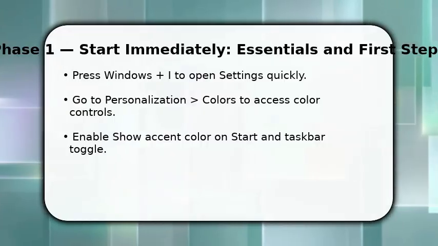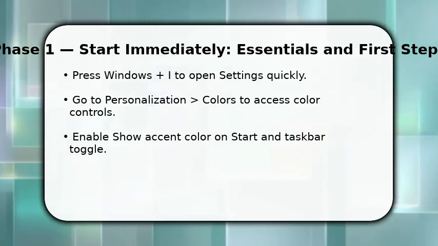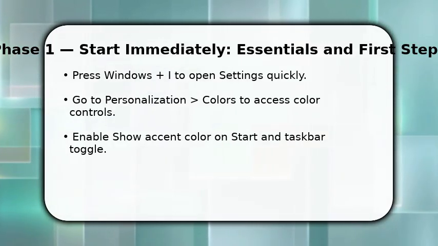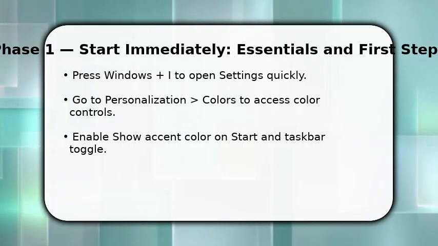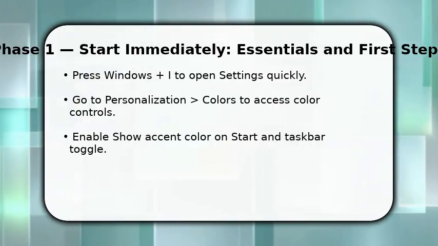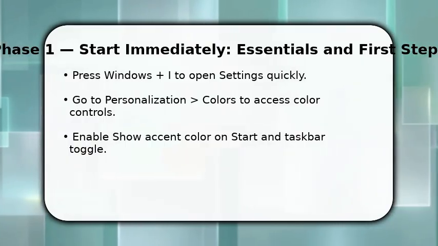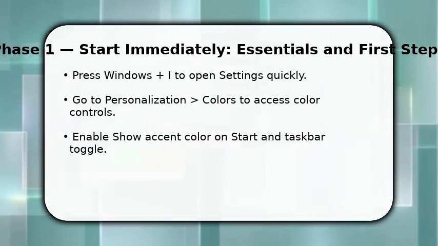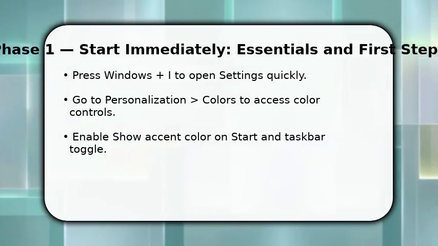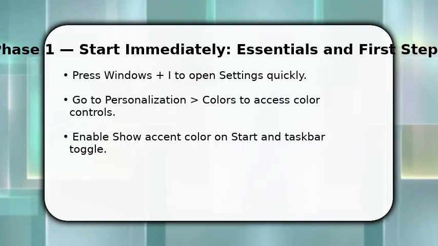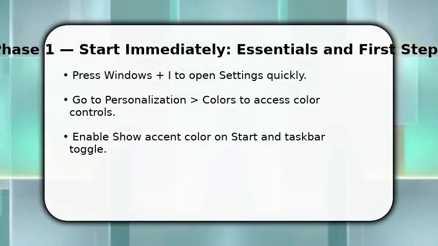You begin by opening Settings with Windows plus I. This gets you straight to System Controls. Once done, navigate to Personalization and then Colors, because Windows separates accent choices there. You'll see a toggle labeled Show Accent Color on Start and Taskbar. Turn that on so the taskbar can display your chosen color. Make sure you pick a color below, rather than automatic, because manual selection gives consistent visuals. This first step unlocks the actual color controls you'll adjust next.